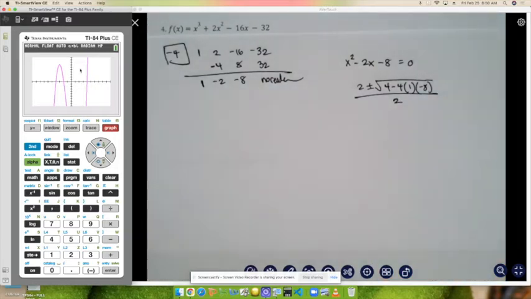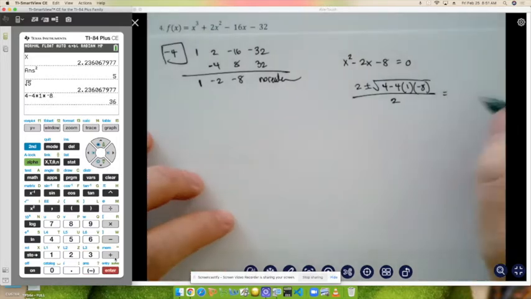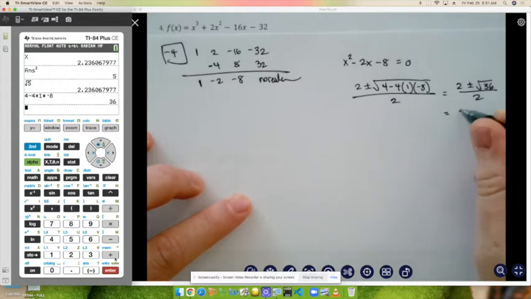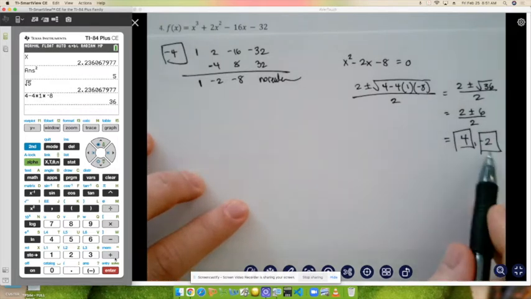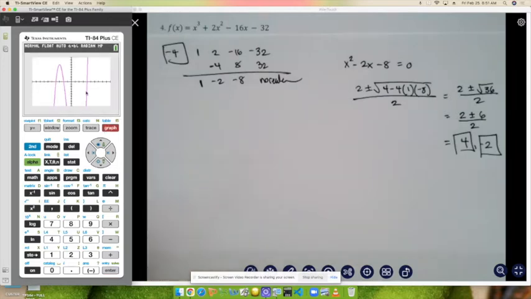When you simplify all that, let me go over here to my calculator. What's underneath the discriminant there? 4 minus 4 times 1 times -8, that's 36. So we're talking about 2 plus or minus the square root of 36 over 2, which is 2 plus or minus 6 over 2. And if you do 2 plus 6 and then divide by 2, you get 4. If you do 2 minus 6, then divide by 2, you get -2. And there are your 3 solutions. -2, 4, and -4. Which is exactly what the graph is suggesting to us.